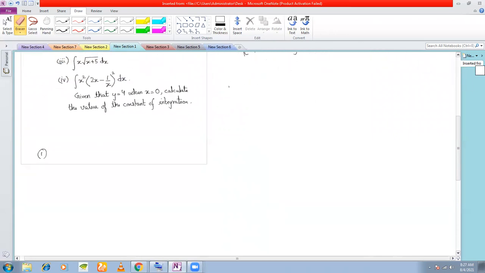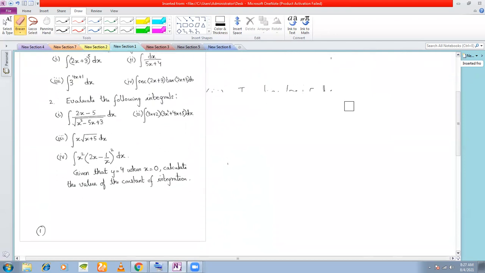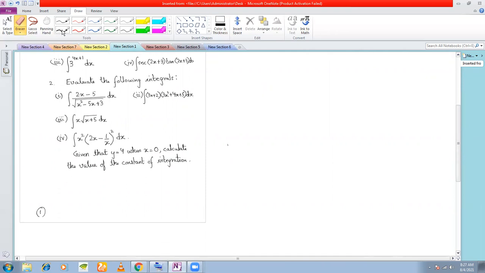Now the next sum I think I have done earlier. This sum I had solved yesterday, but this sum here is with a difference. Here the boundary conditions are given. These are called the boundary conditions. Given that y is equal to 4 when x is equal to 0.